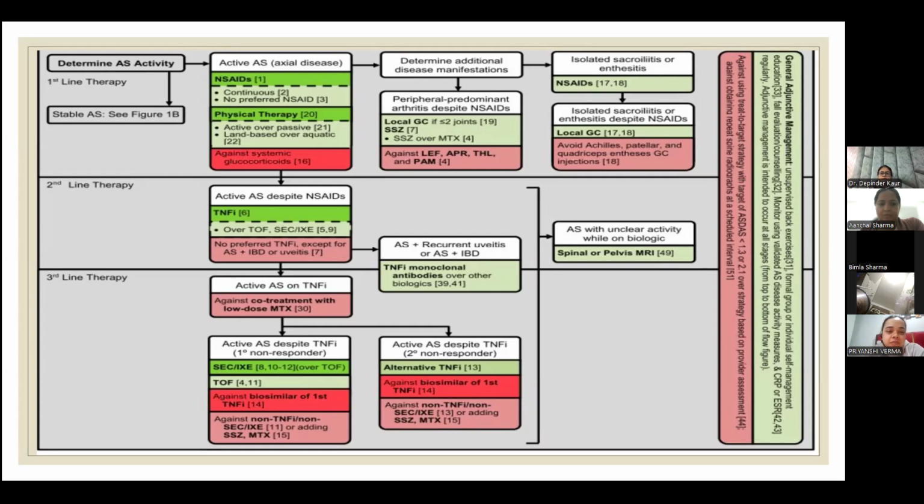And in second-line therapy also, tumor necrosis factor inhibitors should be given. No specific preferred tumor necrosis factor inhibitor, except if the patient has recurrent uveitis or IBD, then monoclonal antibodies should be added. And in third-line therapy, it's again given that to primary non-responders, biologics are given, and to secondary non-responders, alternative TNFi are given.